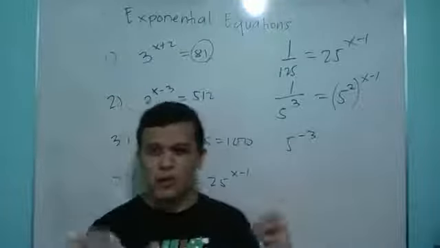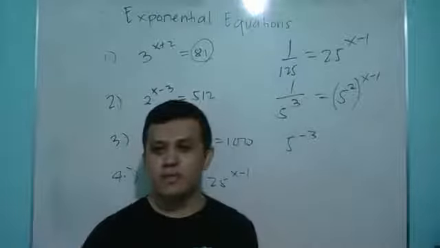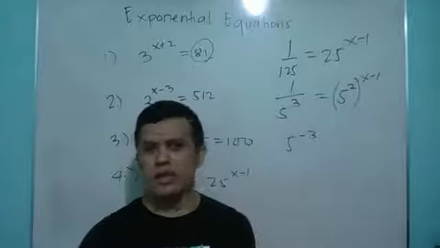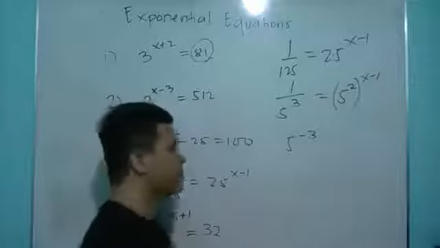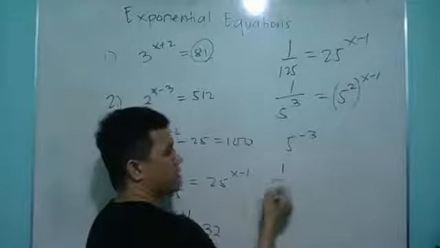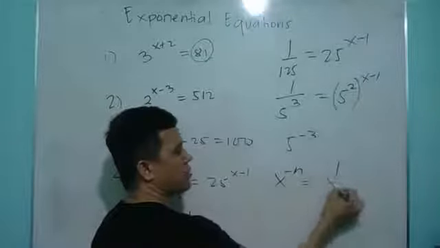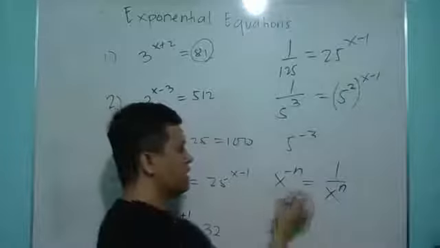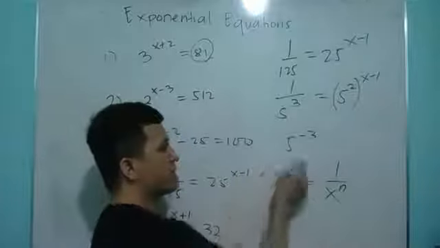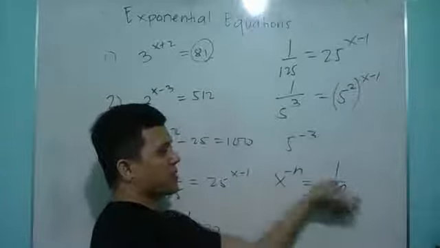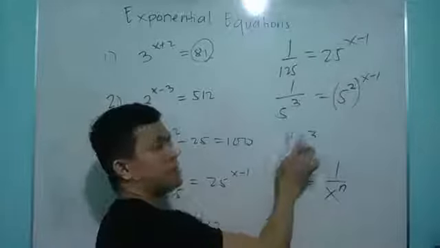5 raised to negative 3, because of negative exponents, as I explained in the laws of exponents video which I uploaded, I think like 2 weeks ago. You can just check the video down there. If you have x raised to negative n, to make it positive, take the reciprocal. Since there's 1 here, take the reciprocal to make it positive. In this case, we are given this, so we have to change it into this form. So that's why 1 all over 5 raised to 3 is equal to 5 raised to negative 3.